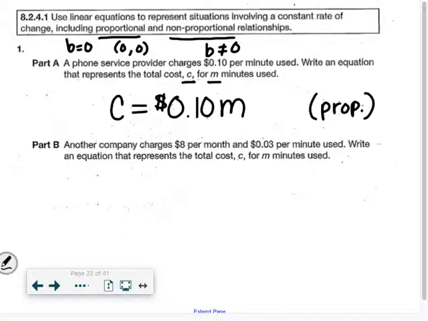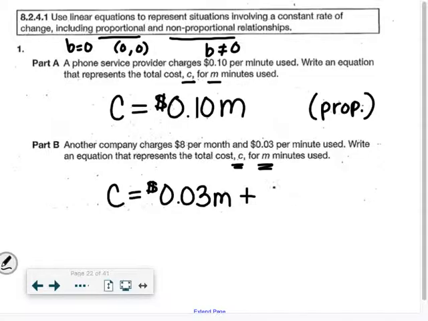Another company charges $8 per month and 3 cents per minute used. Write an equation that represents the total cost C for m minutes used. So same variables. This one is charging 3 cents per minute. So I'm going to attach my letter M to that 3 cents because you would multiply. That's our constant rate of change. But I need to add on $8 for this one because you're paying the $8 per month and then getting the cheaper rate per minute. So this one is non-proportional because of that starting rate of $8 for the month.